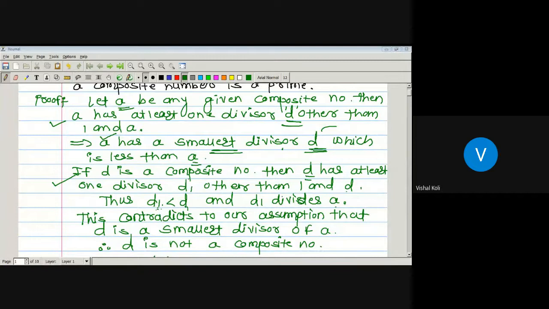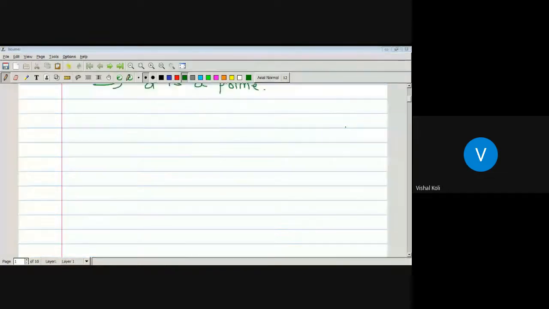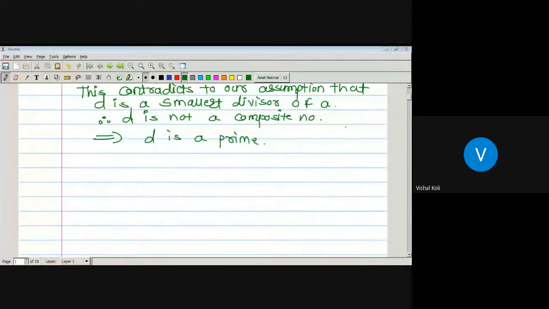So this contradicts our assumption that D is the smallest divisor of our element A. This contradiction arises due to our wrong assumption, that is, D is a composite number, and hence D is not a composite number. It means it is a prime number, and that is what we have to prove. Hence, from that we conclude that the smallest divisor other than 1 of any composite number is always a prime number.